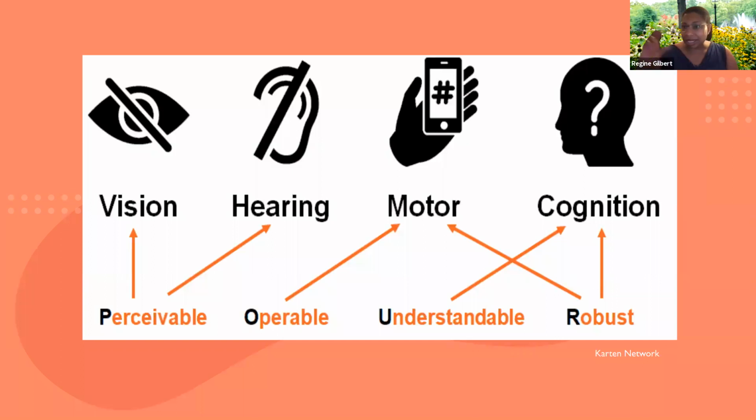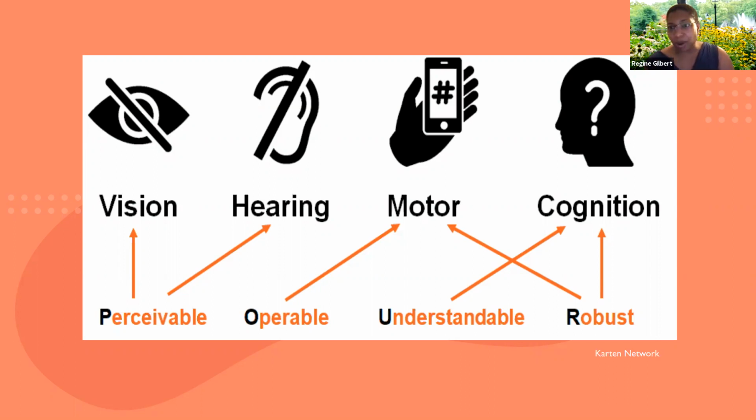So there are four areas to the Web Content Accessibility Guidelines. Here I have an image from Cartoon Network. The image has vision with an icon of an eye with a cross out, hearing with an icon of an ear with a slash inside, motor, which is an icon of a hand holding a phone, and cognition, which is an icon of a head with a question mark on the inside of it. So the four areas of the Web Content Accessibility Guidelines are perceivable, operable, understandable, and robust.